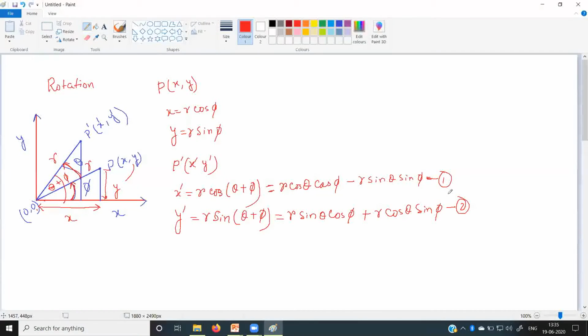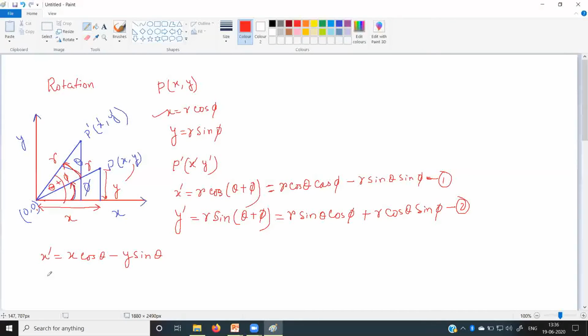Now we know that R cos phi is nothing but X, and R sin phi is nothing but Y. So we will replace R cos phi by X and R sin phi by Y. Replacing them in equation 1, we got X dash equals R cos phi, which we replace by X, so we write X cos theta minus Y sin theta.